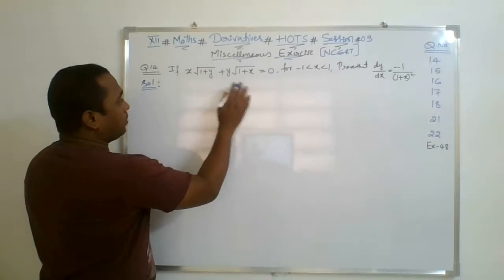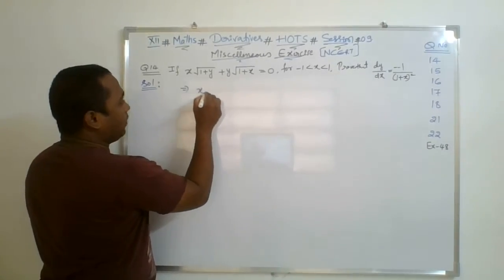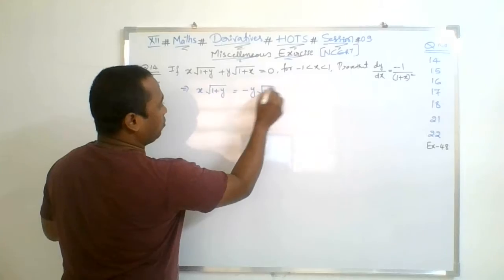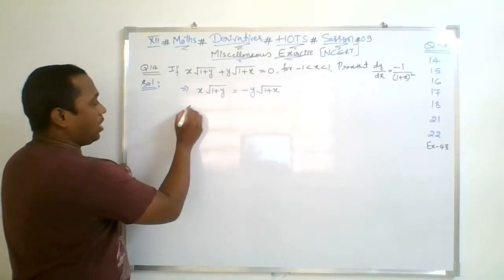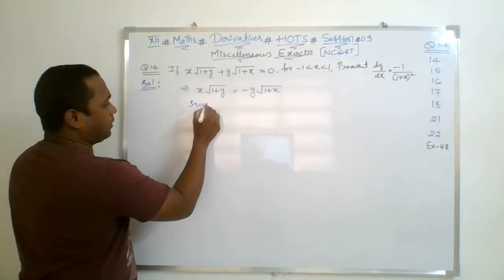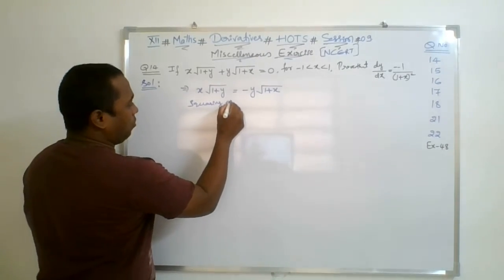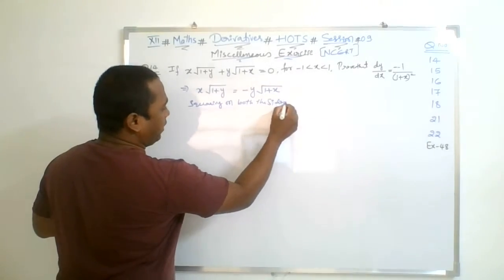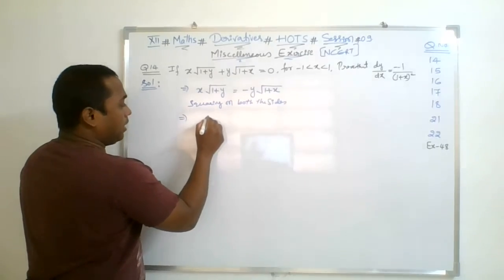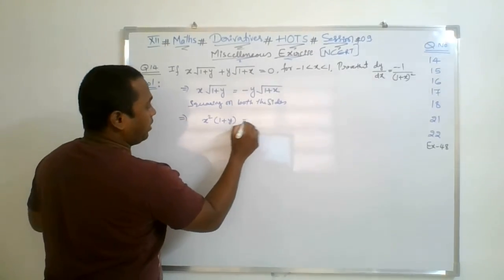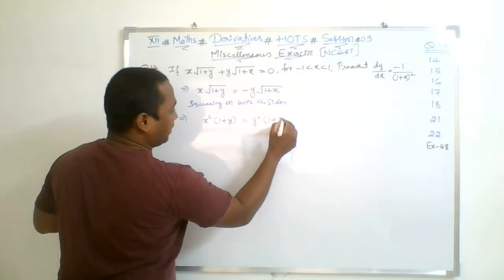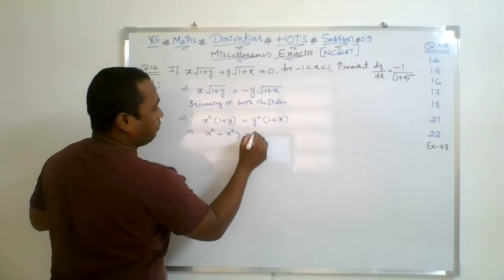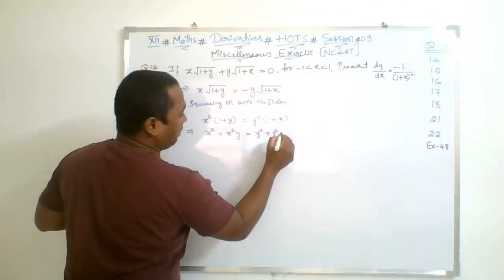So the given function is this. I am taking this function as x into under root of 1 plus y is equal to minus under root of 1 plus x. Now if I do the squaring on both sides, what do you get? x square into 1 plus y is equal to y square into 1 plus x. And simply do the multiplication: x square plus x square y is equal to y square plus y square x.